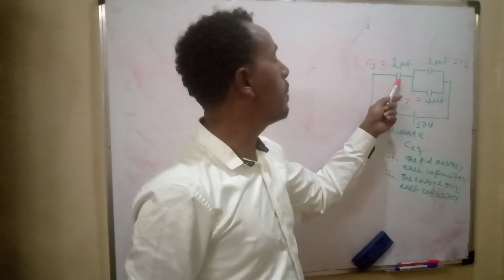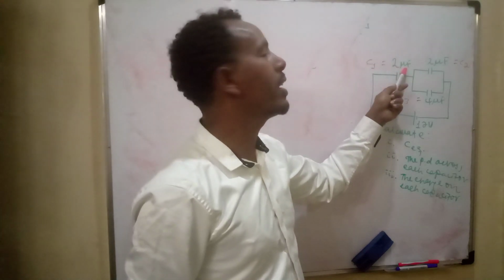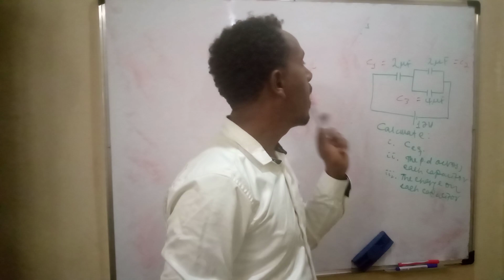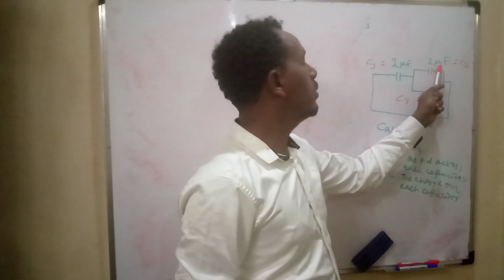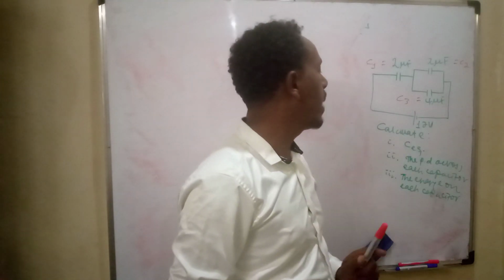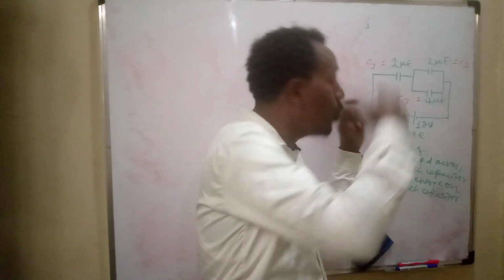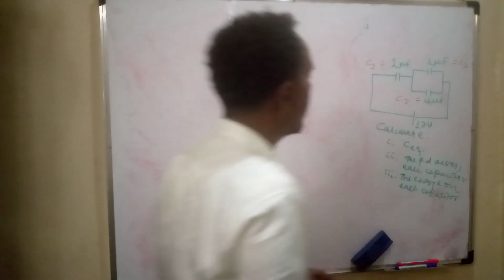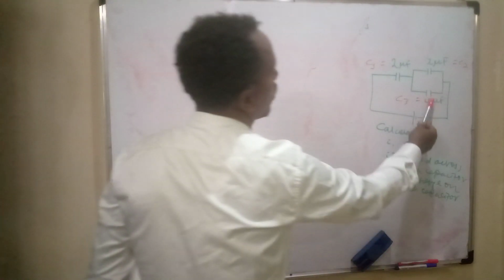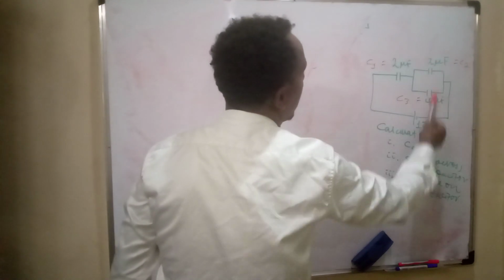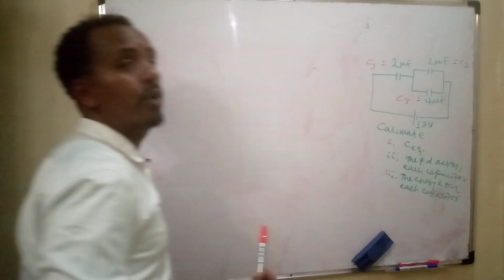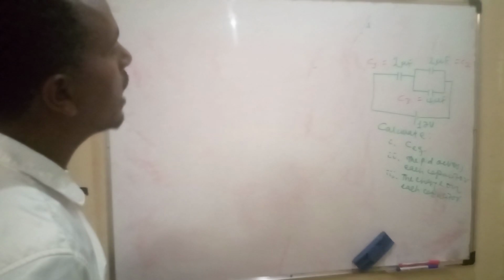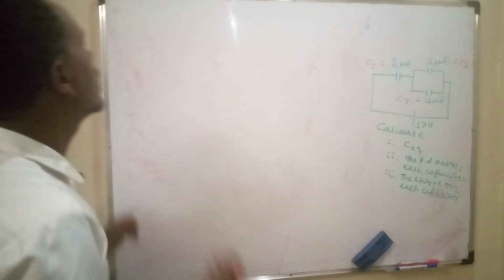Capacitance for capacitor 1 is 2 microfarad. Farad is the SI unit of capacitance. This one is also 2 microfarad, and this is 4 microfarad. To calculate the total capacitance, first let's calculate the parallel connection of the capacitors by using the mathematical expression for parallel connection.